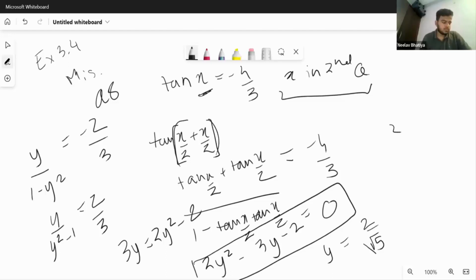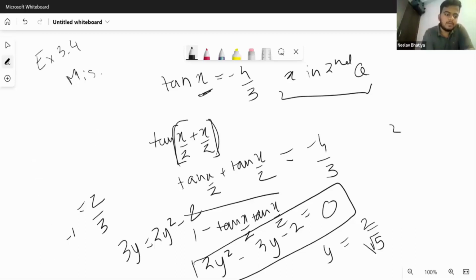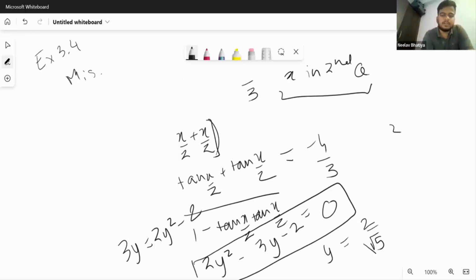Moving on to the ninth question. Or do you want me to solve this as well? I'll probably leave it up to you guys. You know the formula of how you can get the solution of a quadratic equation. You can just try doing that. Moving on to the ninth question.